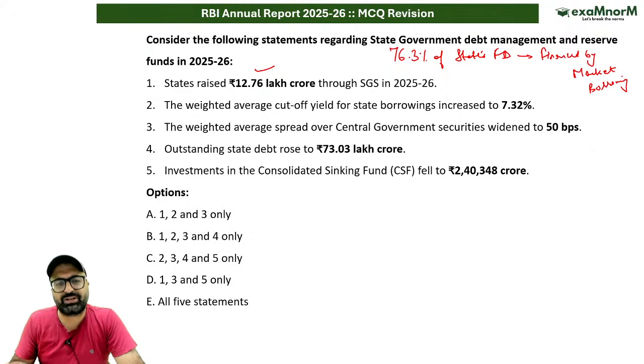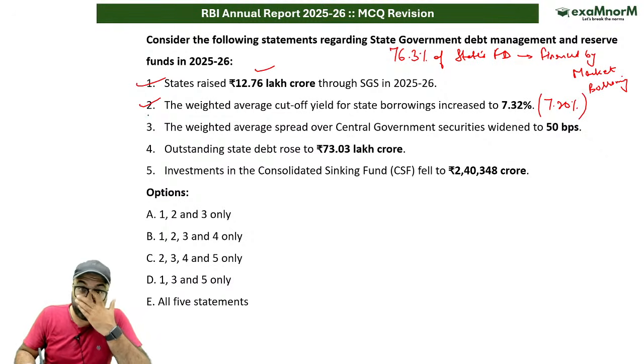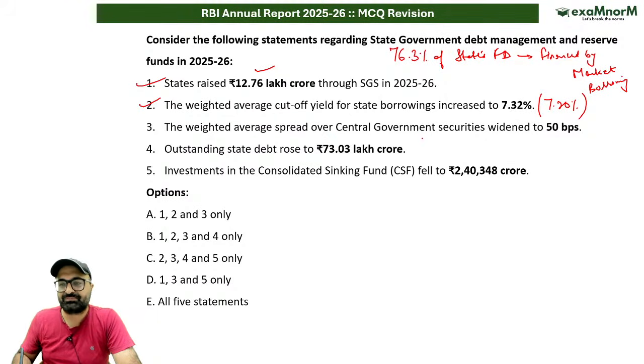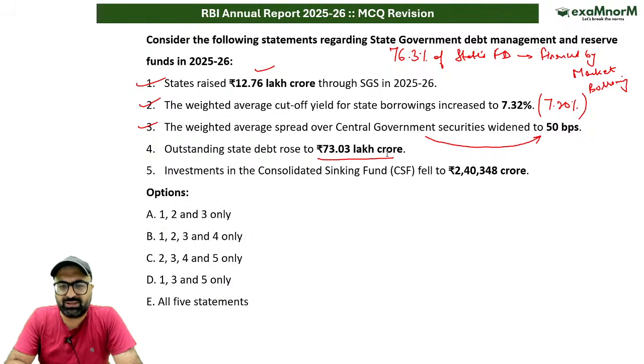States have borrowed 12.76 lakh crore rupees through the state government securities. This is correct. The weighted average cutoff yield for the state government borrowings has increased to 7.32%. This is correct. Earlier it was 7.20%. Data important. The weighted average spread over the central government securities widened to 50 basis points. That is correct.